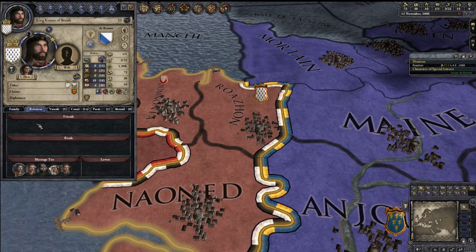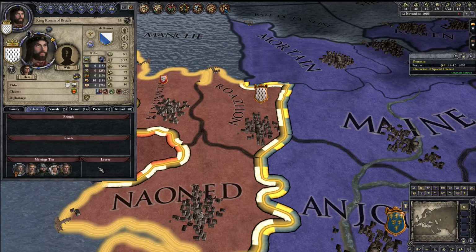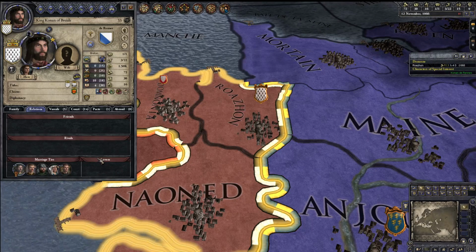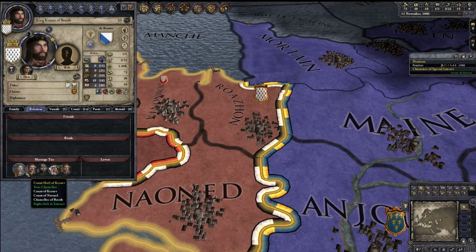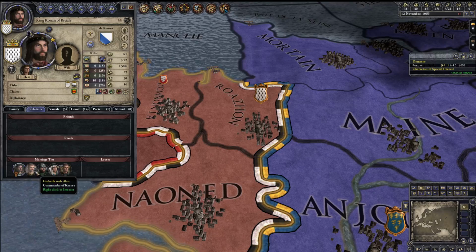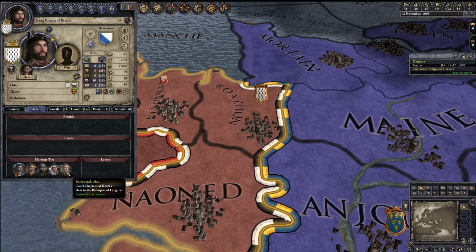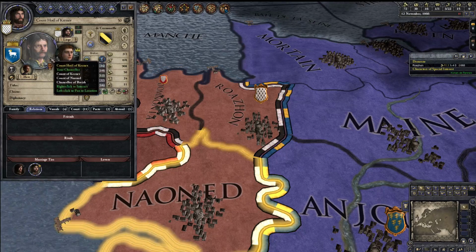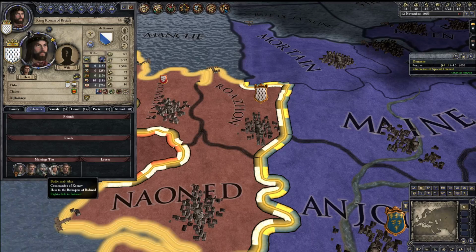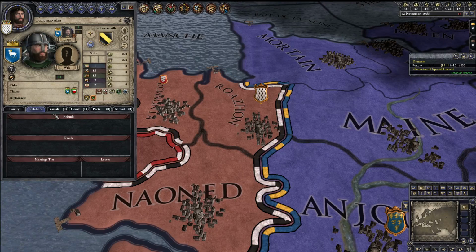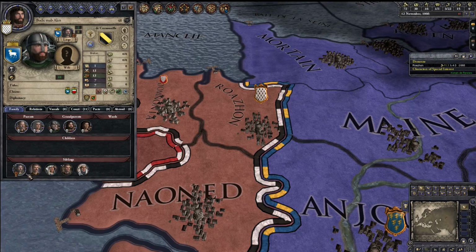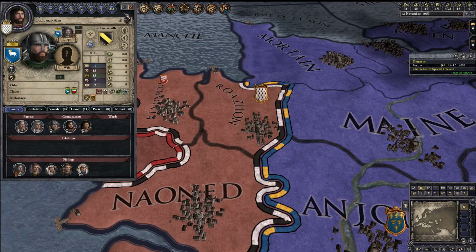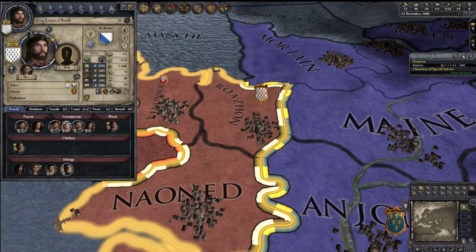You go here, you get other relations. Who are your friends? Who are your rivals? Who are your lovers? We have no lovers. Very sad, I know. And who are you tied to by marriage? So these are different people you're related to by some sort of marriage. Like he's married to your sister, so you're tied to him. He's the brother of the man married to your sister, so he's also a marriage tie.